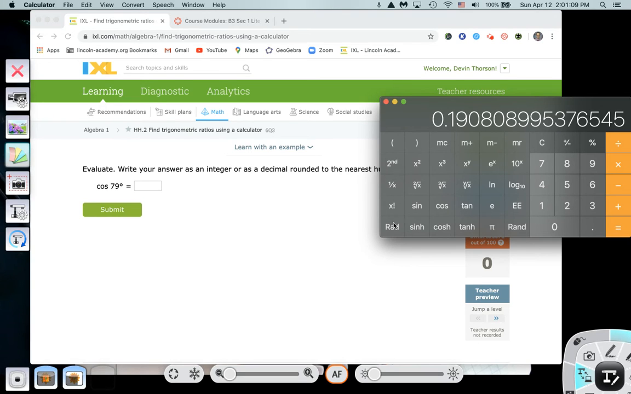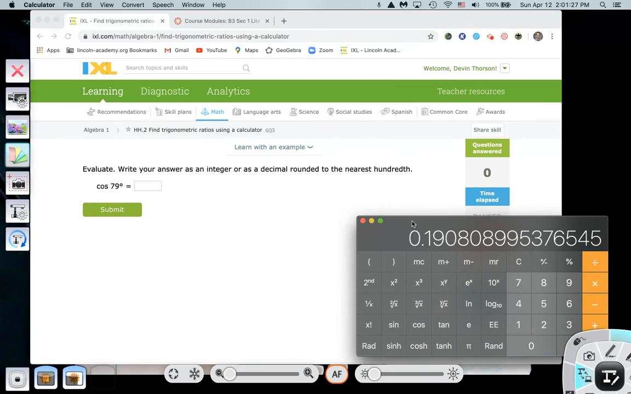Now down here is my radians. A lot of calculators will have a little radians. It'll have an R if it's in radian mode. Sometimes it will have a D displayed somewhere if it's in degrees. See right here, now I want to go to degrees. Now I'm in degree mode. And so my answer would be 0.19.